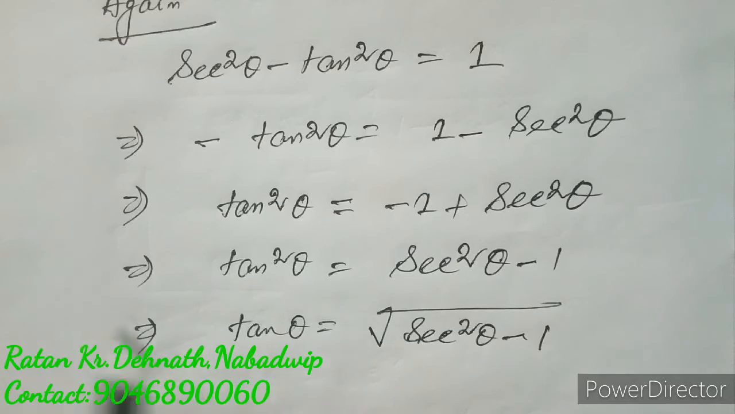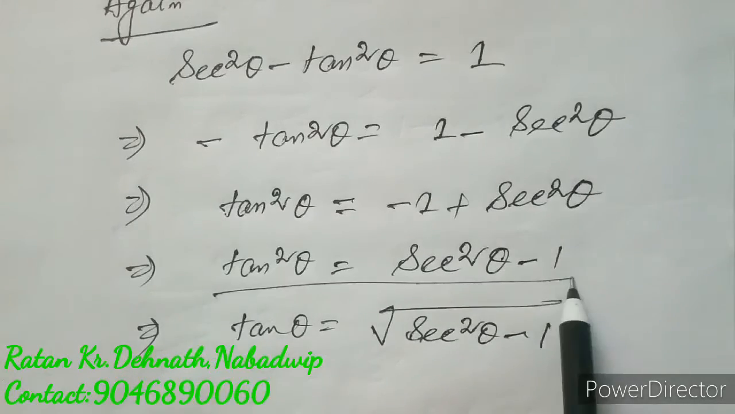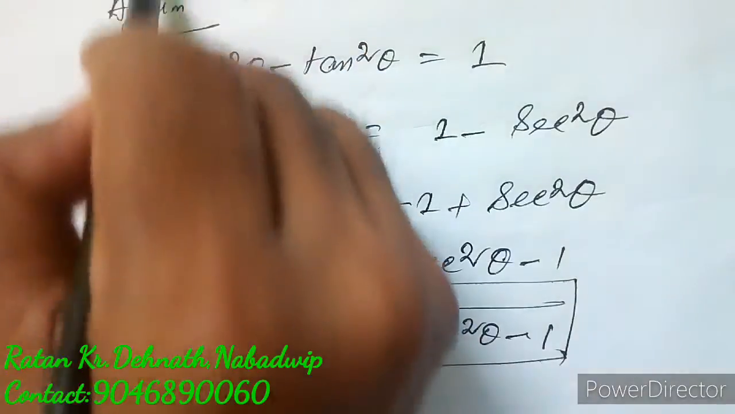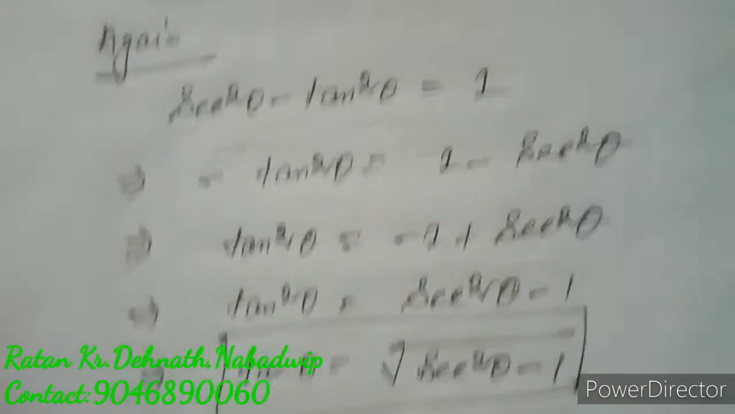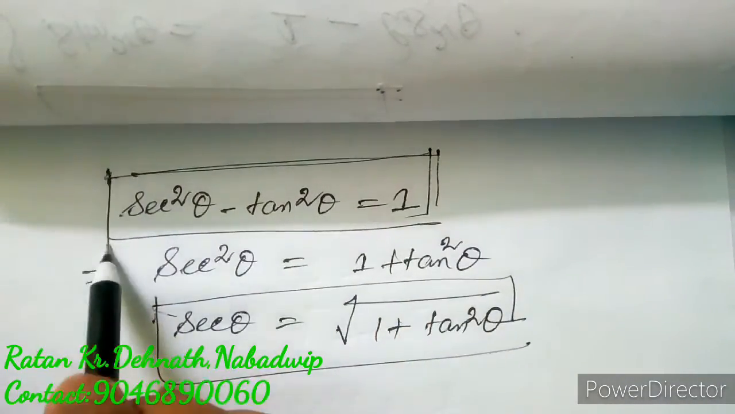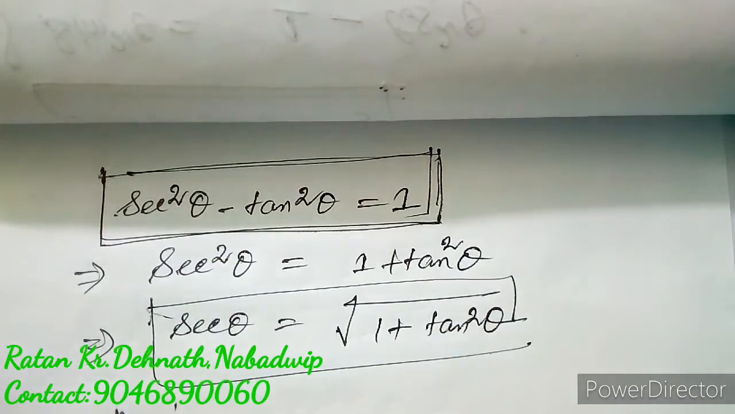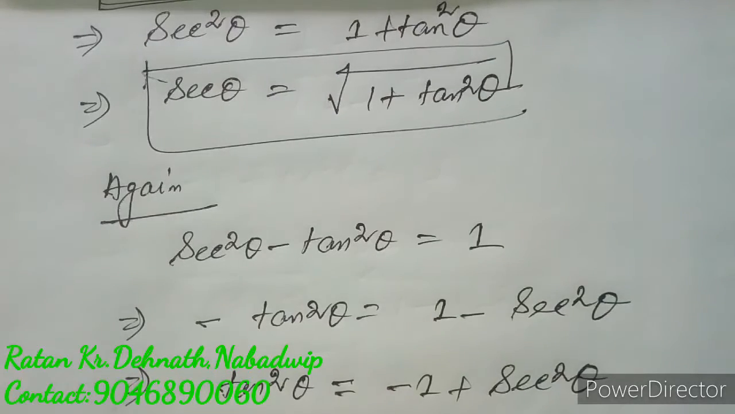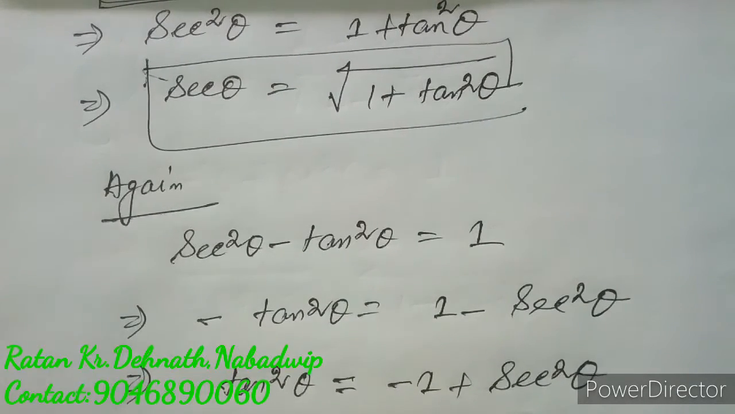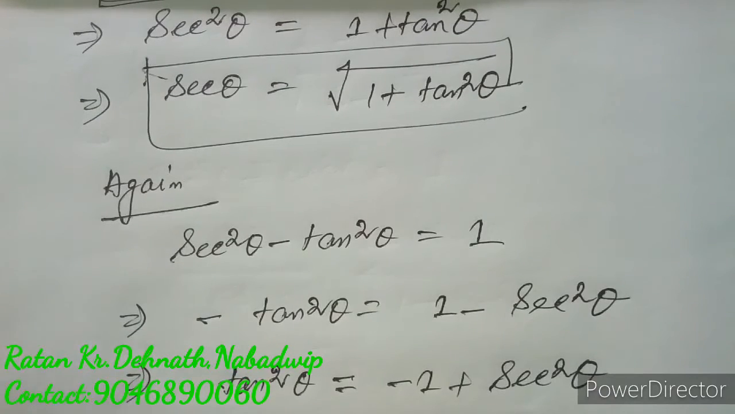Why am I writing the other forms of the basic formula? Because this is the actual basic formula, but when you do the sum, when we apply this formula in the sum, you have to use all the forms of the formula.